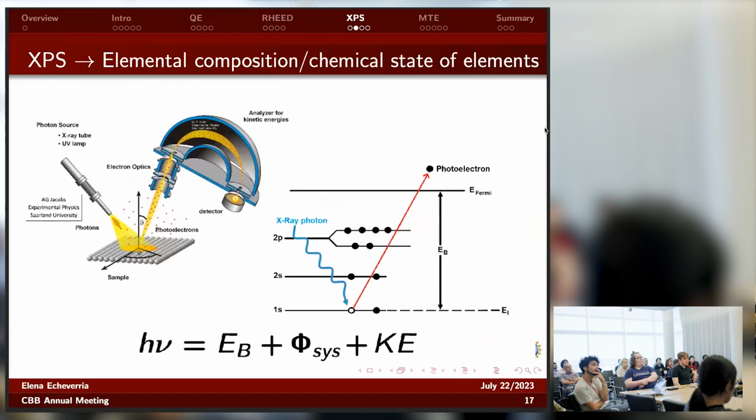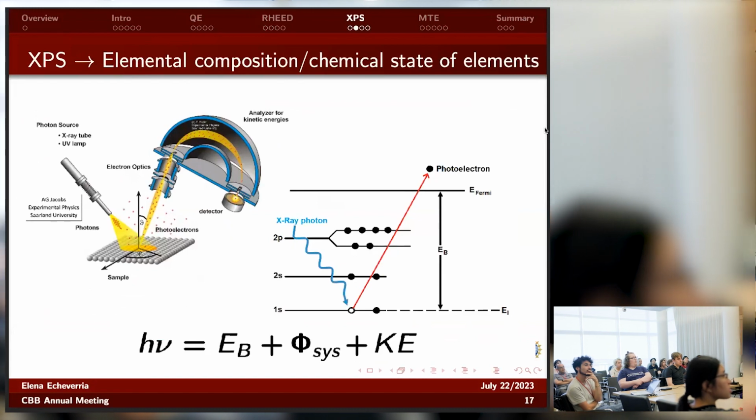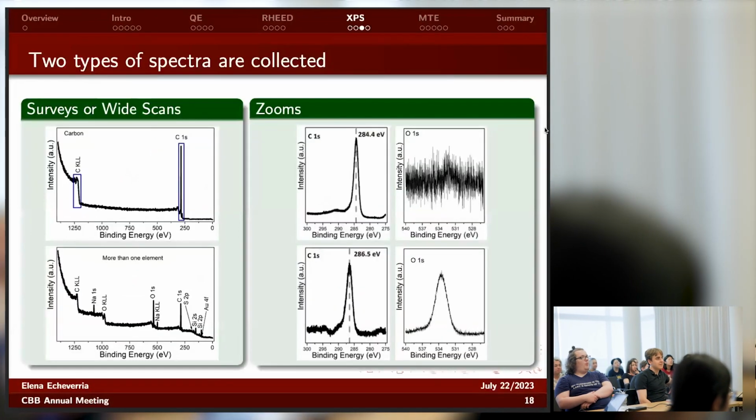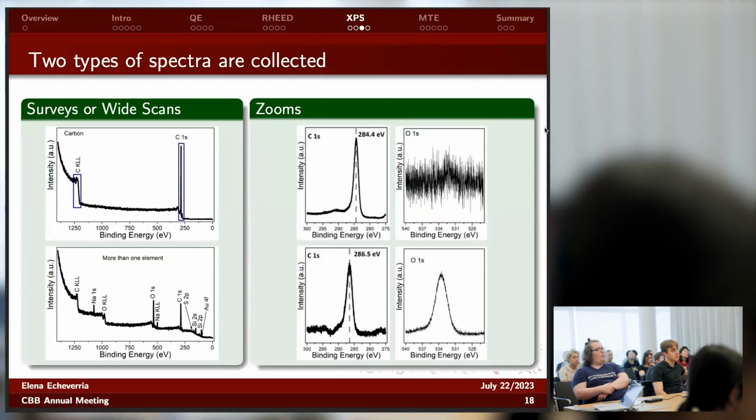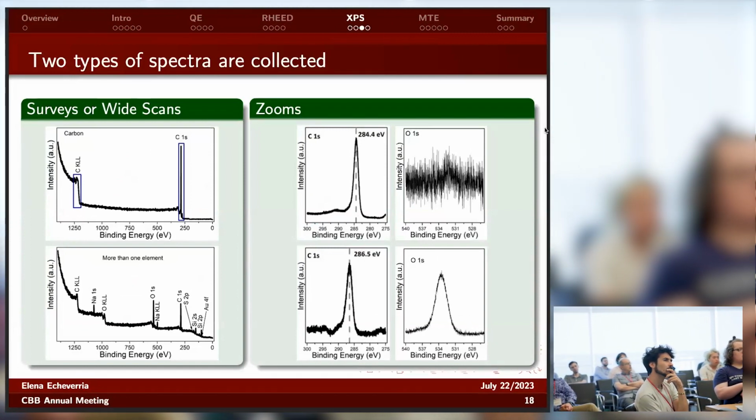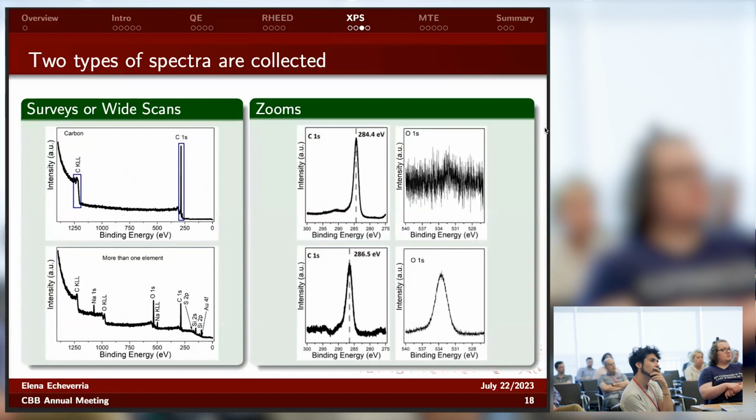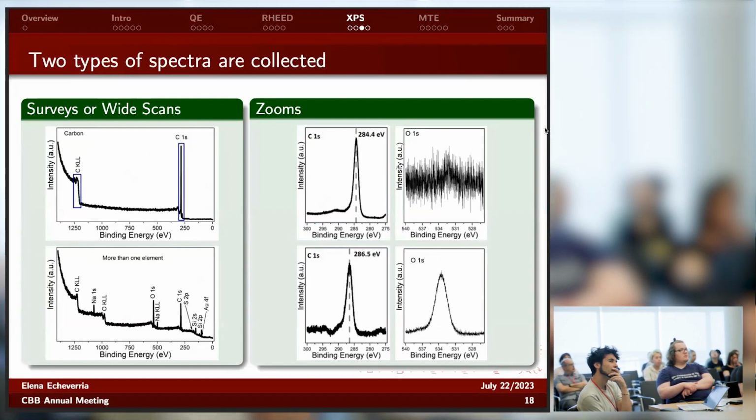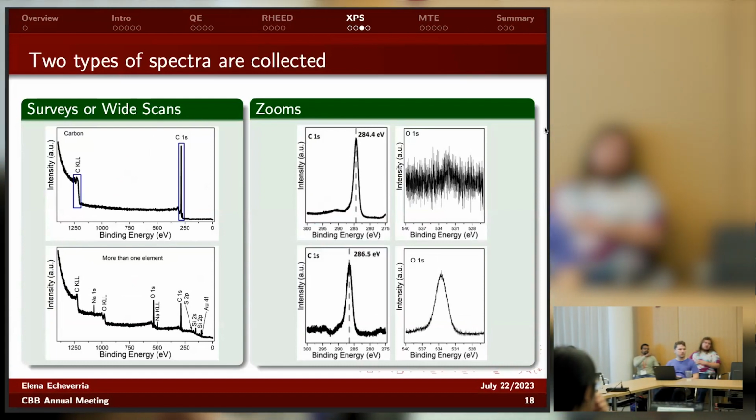Yes? I have a question on slide 18. Sorry, slide 80. For the plots on the right-hand side, if I read the labels correctly, it is carbon 1s, right? So by that, I'm assuming that the electron is getting excited from the carbon 1s orbital.